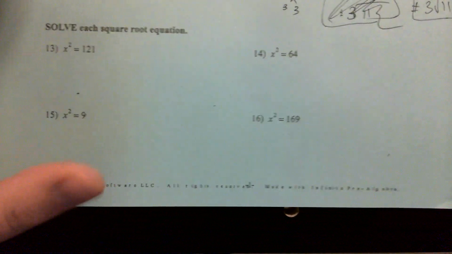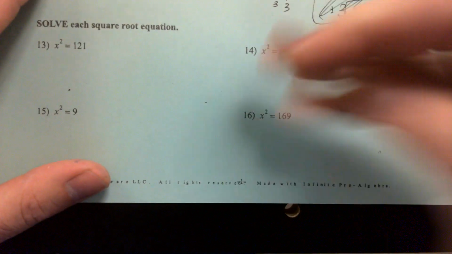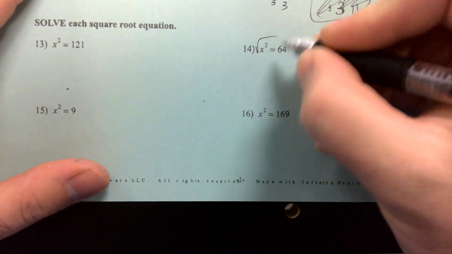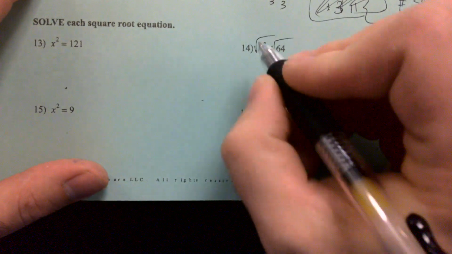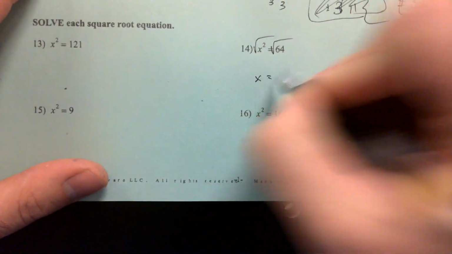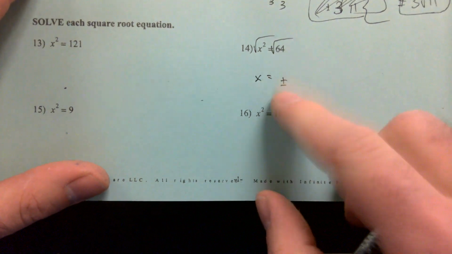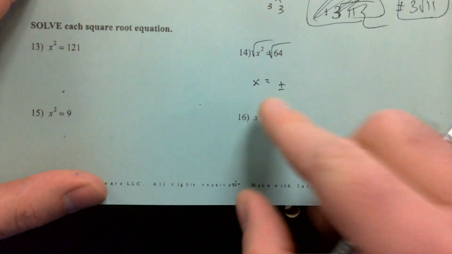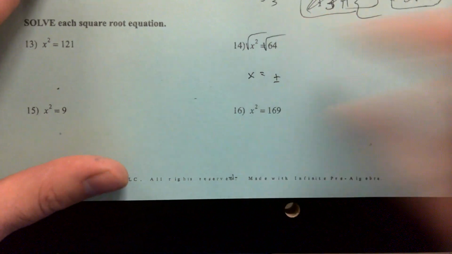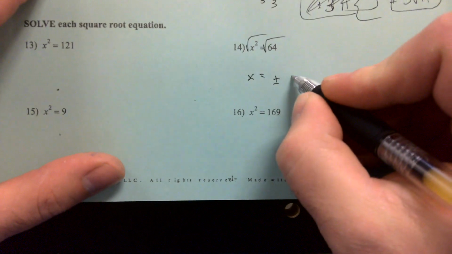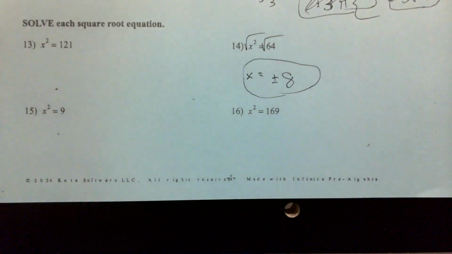Down at the bottom, same exact thing, except instead of just simplifying it, we're taking the square root of both sides. The square root of x squared is x. We want to make sure we definitely have a plus or minus here. This is where it really matters. When there's an equal sign, we need a plus or minus sign. And what's the square root of 64? 8. Just like that.